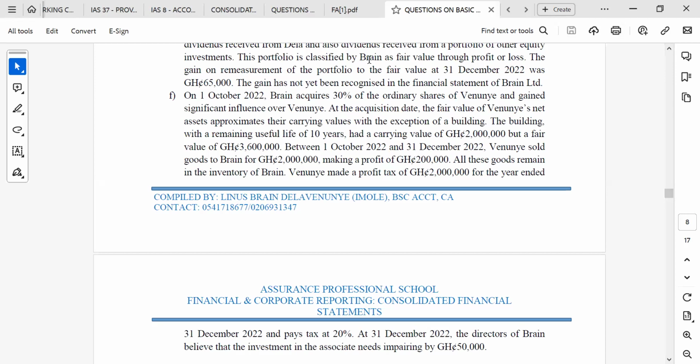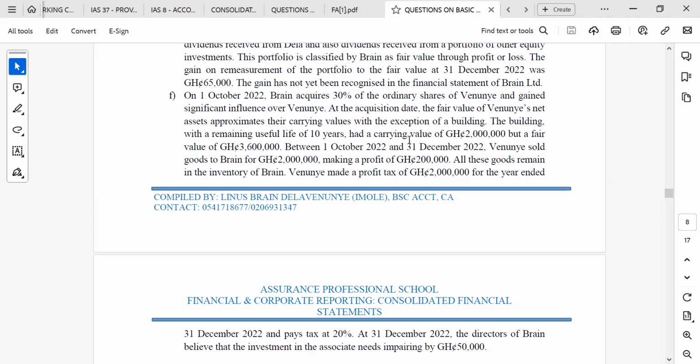Veneer made a profit after tax of 2 million for the year ended 31st December 2022 and pays tax at 20%. At 31st December 2022, the directors of Brain believe that the investment in the associate is impaired by 50,000. Okay, so this is the investment in associates. What we do is calculate the profit for the associate and take our share of it. This side is a very interesting one.